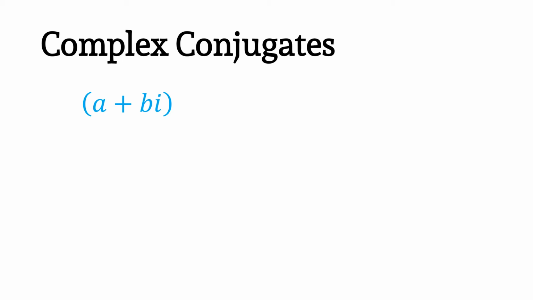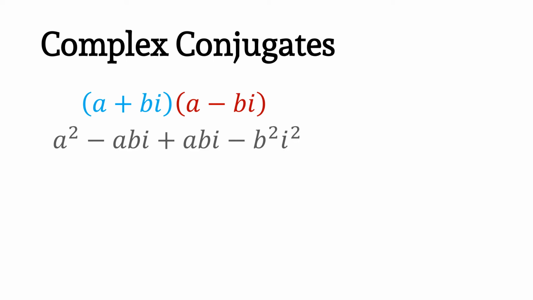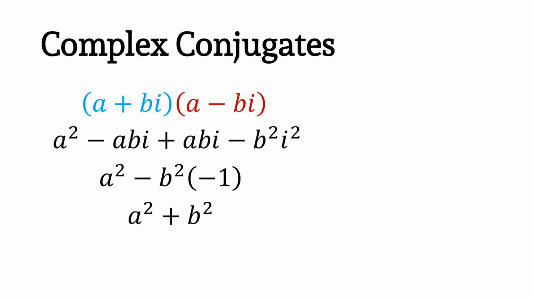Let's start with the standard form of a complex number, a plus bi. And by changing the sign of the imaginary part, we'll see that the complex conjugate is a minus bi for any complex number. When we multiply these two together, a squared minus abi plus abi minus b squared i squared turns into a squared minus b squared times negative 1. And finally, a squared plus b squared. All the imaginary numbers cancel, and we're left with the sum of two squares, both of which are real numbers.